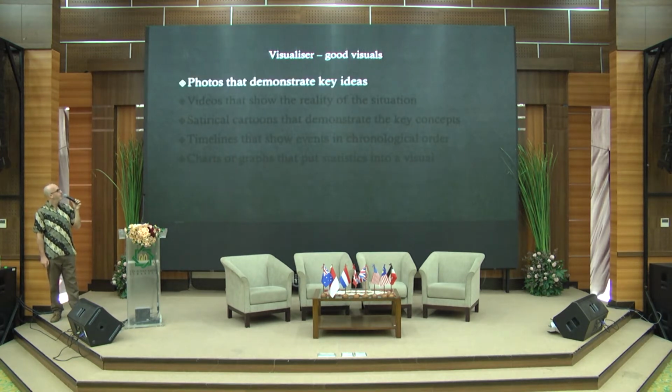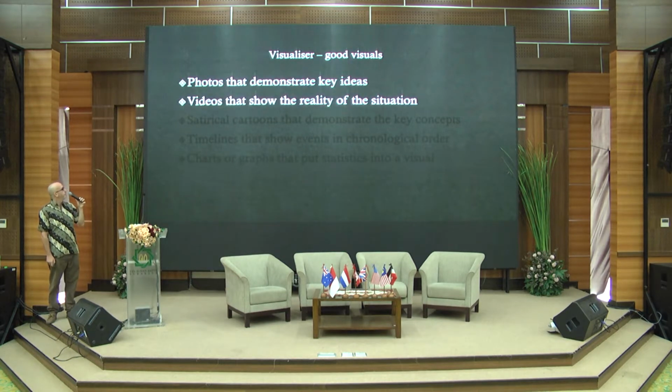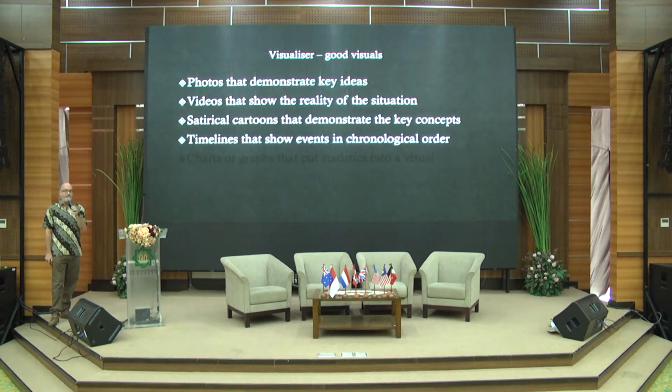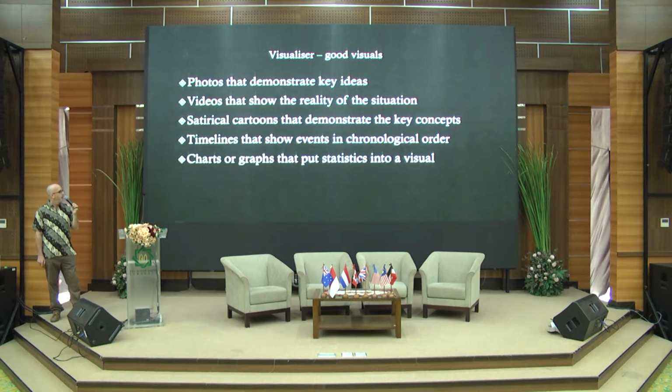So good visuals are photos that demonstrate key ideas of the text, videos that show the reality of the situation, satirical cartoons that I will give an example of in a moment, timelines maybe, if there's a chronological order in the text, a timeline can help to show it visually, and charts and graphs that show statistics visually.